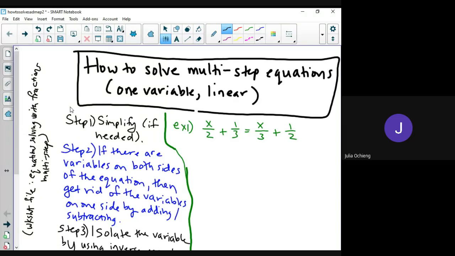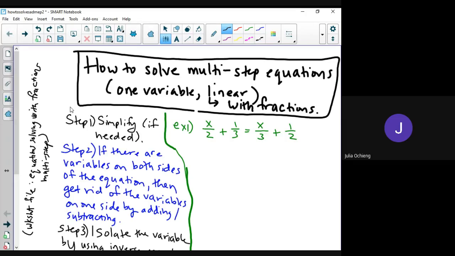Okay, so this video is to focus on how to solve multi-step equations with one variable, linear, and specifically with fractions, okay? So it's focusing specifically on how to deal with when there are fractions in a problem. Now, there are multiple ways to do this, but if you are feeling uncomfortable with fractions, then one way to deal with this is specifically to get rid of the fractions from the very, very get-go, all right?